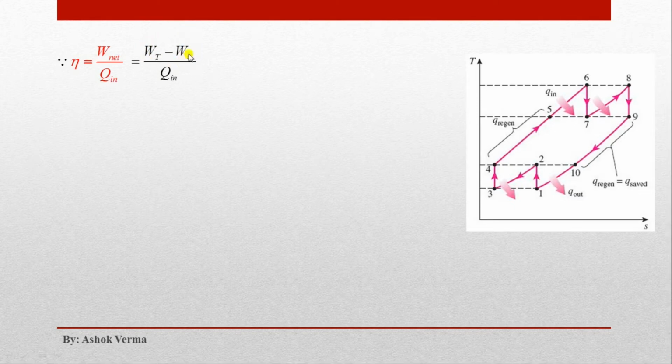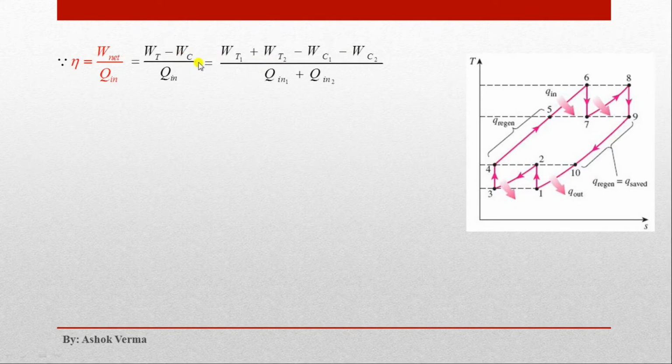So net work will increase and heat supply is decreasing, because you have to supply the heat from 0.5 to 6. So there is a decrease, this amount of decrease in the heat supply. So Q in is also decreasing and this one is increasing. So this whole term will increase. So the efficiency of the Brayton cycle will increase with intercooling, reheating and regeneration.